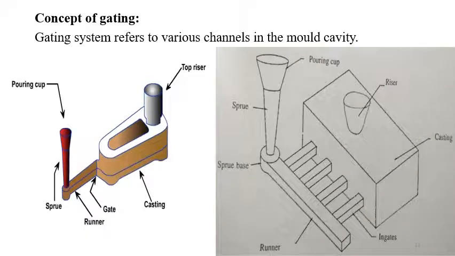This is the sprue cup. You put the liquid metal in this cup, and the metal flows with the help of gravitational force. There is no external source of energy required. It is a vertical passage with a conical shape, and it is called the sprue. After that, from the sprue basin to the runner, then the gates or ingates. There are 4 ingates, and they enter the cavity, and the riser will be there as shown in the figure. This is the main concept of the gating system.